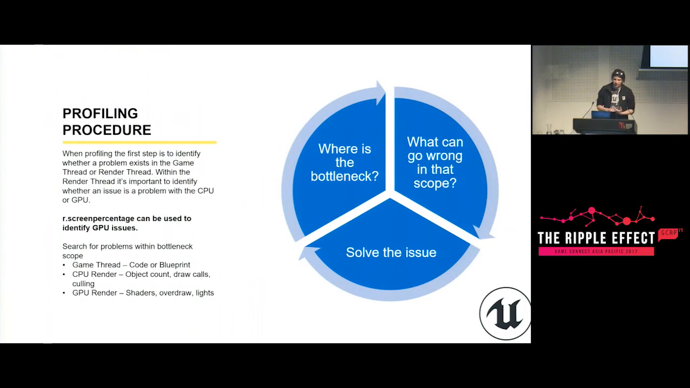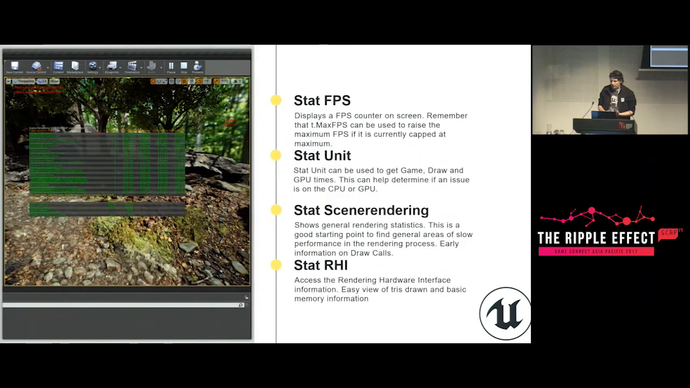Now, your general profiling procedure whenever you're moving through this stuff is: work out where the bottleneck is, what can go wrong in that scope, solve the issue, work out where your next bottleneck is, what can go wrong in that scope, solve the issue. It's worth noting that for this kind of operation, you're going to be coming across different things at different times, because one bottleneck will be disguising other issues, which will be a bottleneck disguising other issues. So when you want to start doing that, I would typically recommend looking at stat FPS, stat unit, stat scene rendering, and stat RHI.